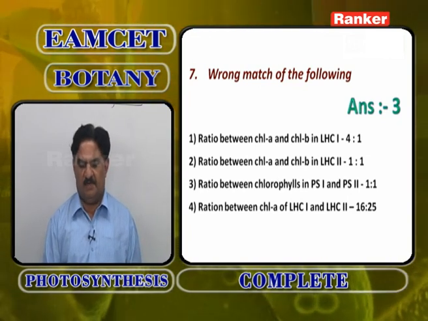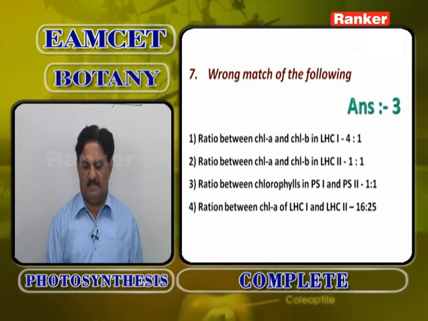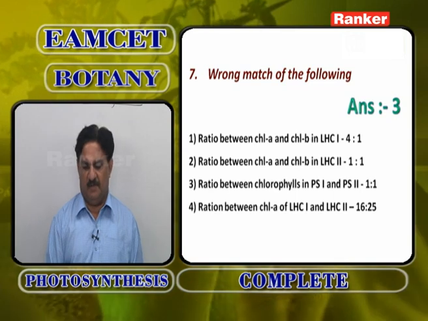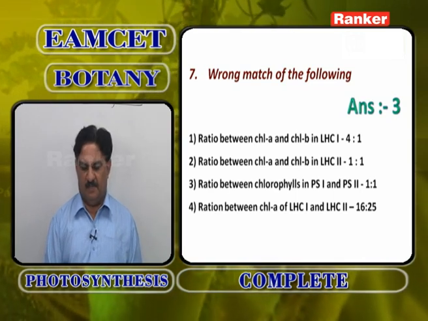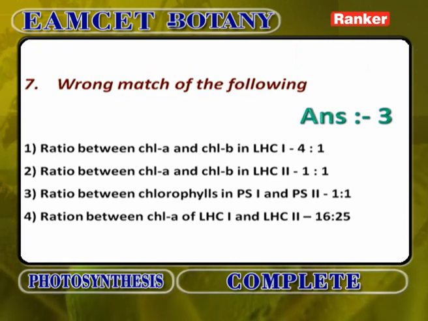Chlorophyll A in LHC1 is 80. In LHC2 it is 125. So, 80:125 will not be that. So, the answer is 3. Ratio between chlorophyll A in PS2 and PS1 is always 1:1 is wrong. The third option is.